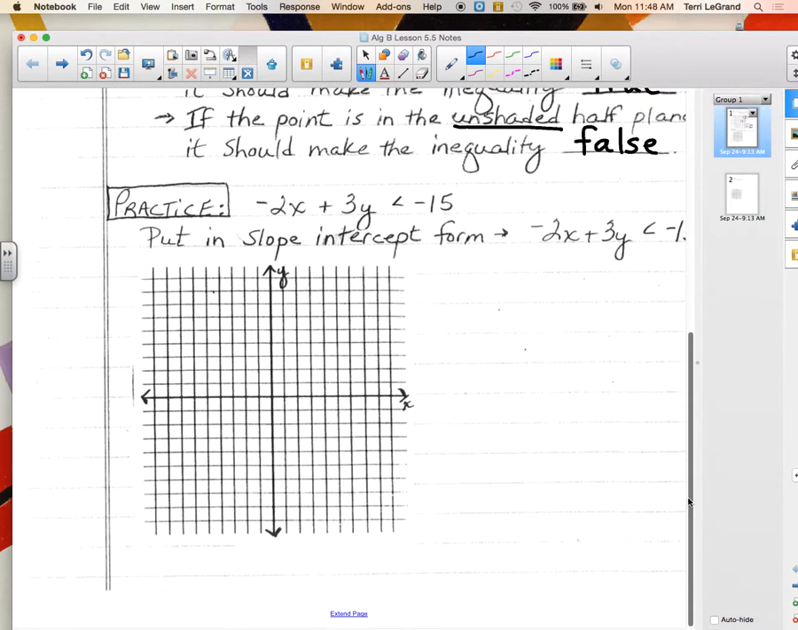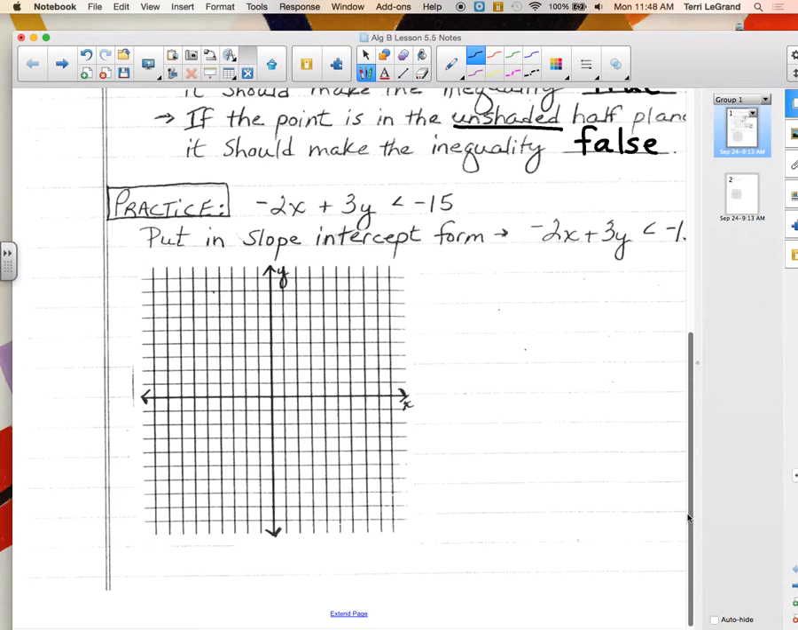Here's the first one we're going to practice. We have negative 2x plus 3y is less than negative 15. You can always put it in slope-intercept form first, so we're going to put this in slope-intercept form, with the inequality symbol in it.